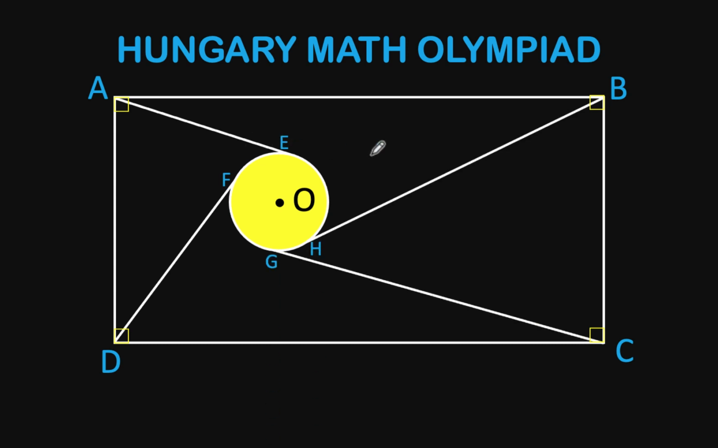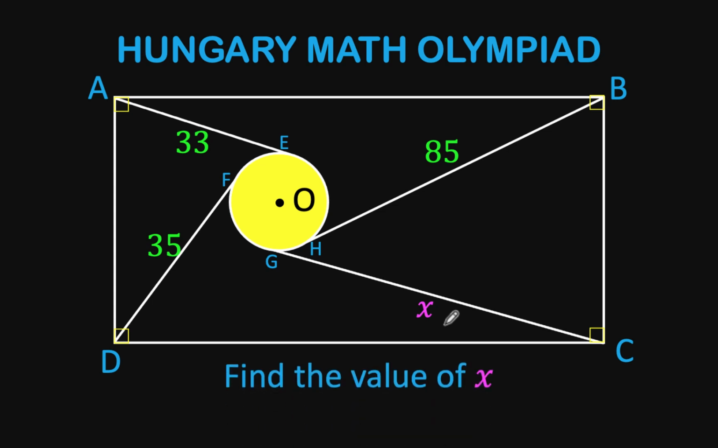The length of segment AE is given to be 33, segment DF is 35, segment BH is 85, and we do not know the length of segment CG. Let's call that X. We would like to find the value of X. You can pause the video and see if you can solve this beautiful geometry problem.